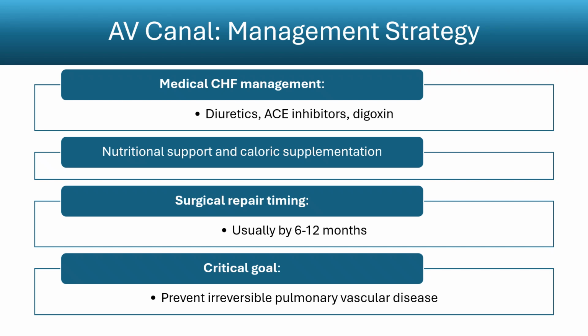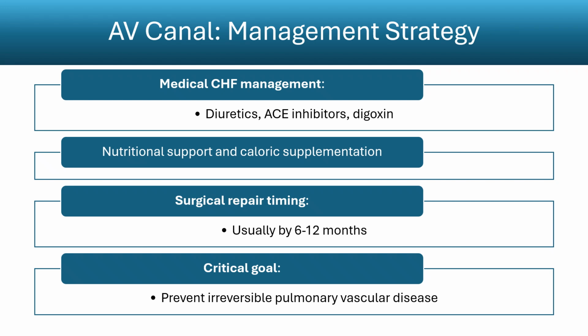Initial therapy for atrioventricular canal defects targets the symptoms of congestive heart failure. Diuretics reduce pulmonary congestion, afterload reduction with agents such as ACE inhibitors improves forward flow, and digoxin may be used to augment contractility. Because these infants often have poor growth, nutritional support and caloric supplementation are essential parts of care.